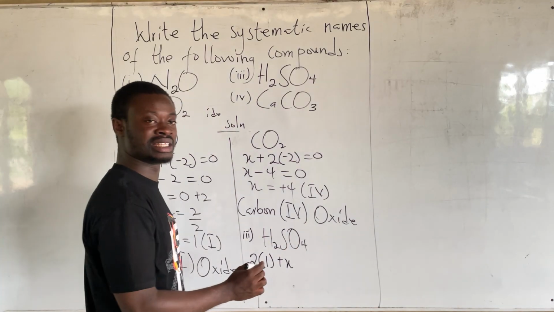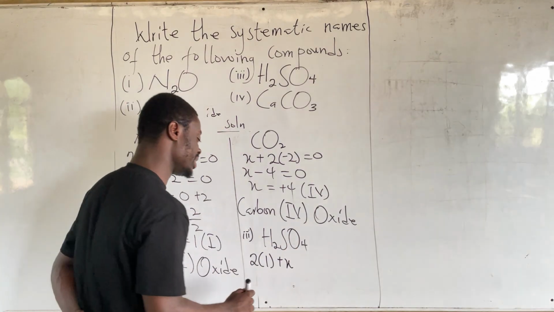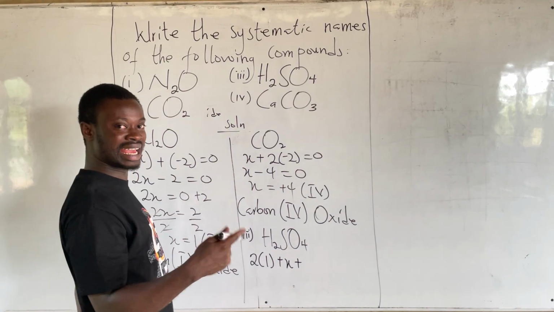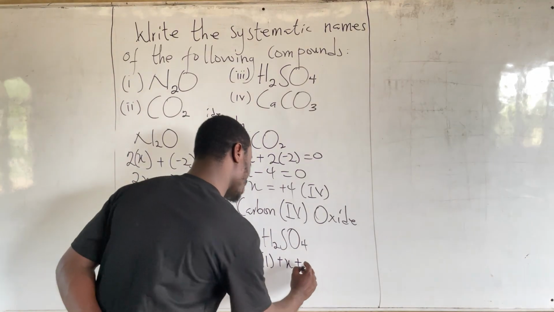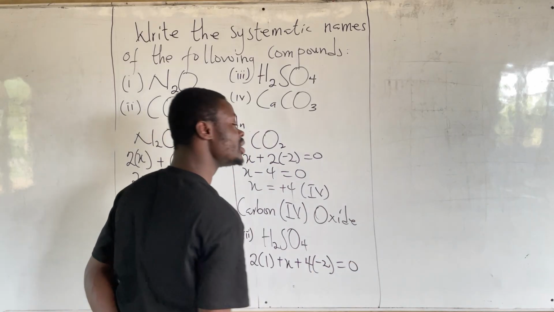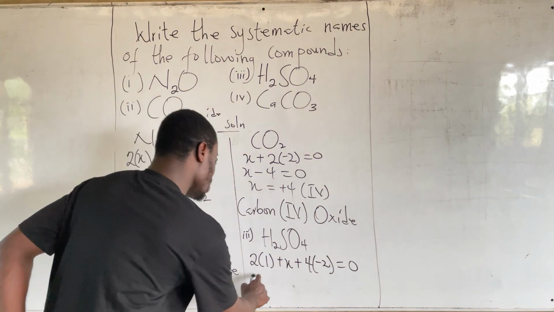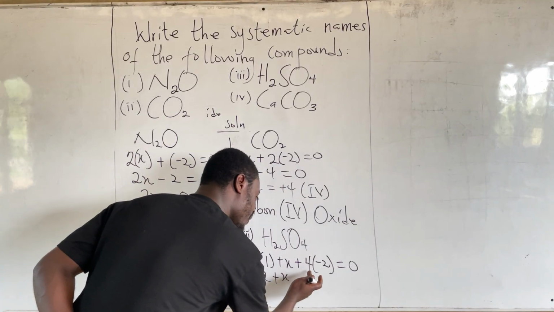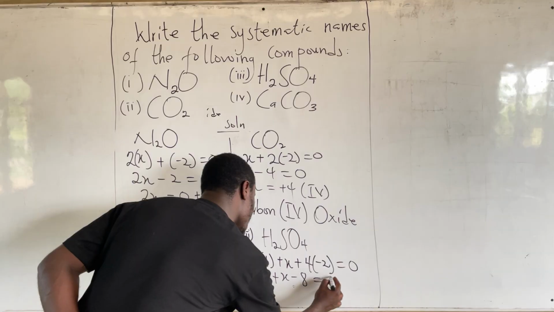We are going to represent it with S because it's the middle element. And then plus oxygen. The charge of oxygen is -2. 4 is here, so we are going to get 4 times -2. Then we equate it to 0. Now let's solve it. So 2 times 1 is 2 plus X. And then 4 times -2 is -8, to be equal to 0.